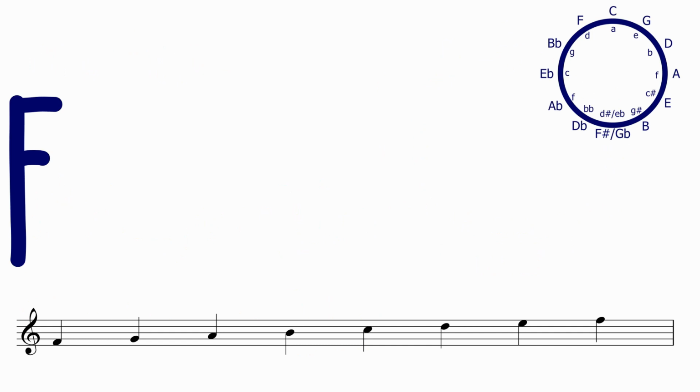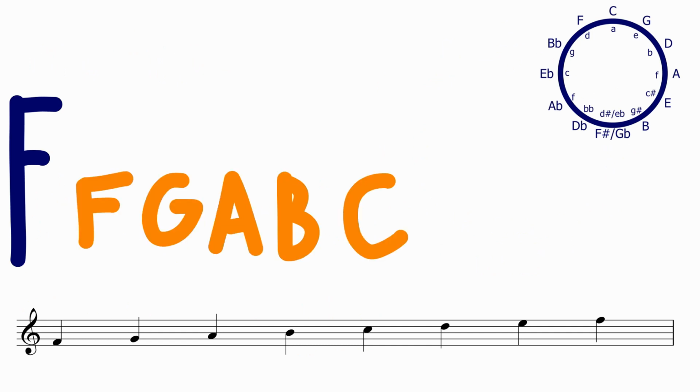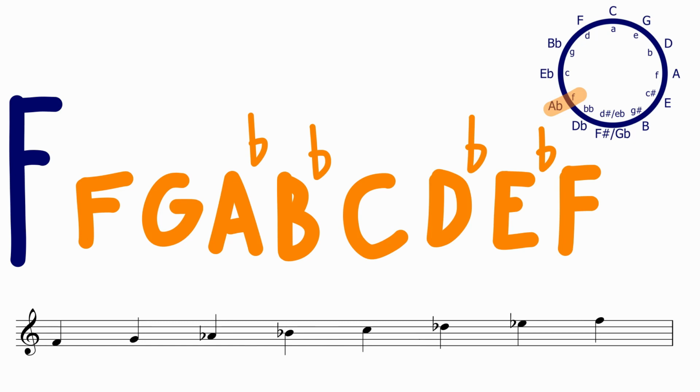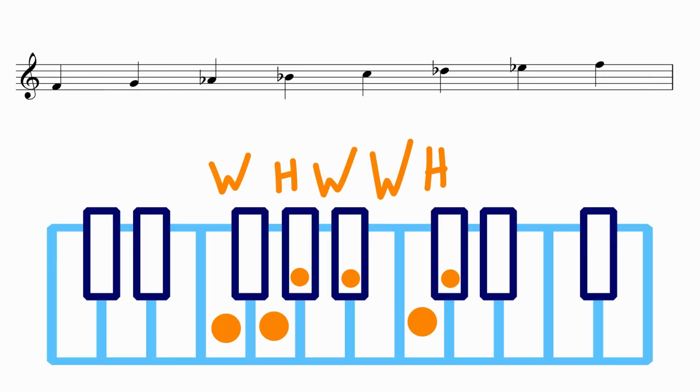Let's look at F minor. It must have F, G, A, B, C, D, and E. The relative major is A flat, which has 4 flats, so F minor also has 4 flats, which are B, E, A, and D. And now I present F minor. The pattern for a minor scale is whole, half, whole, whole, half, whole, whole.